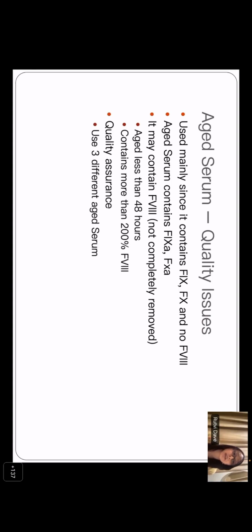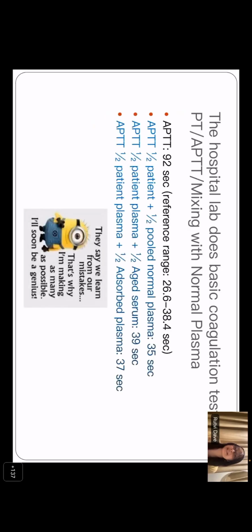So the quality assurance can be done by using 3 separate 8 sera. You do not pool them, but you use 3 different 8 sera and you perform 3 different mixing studies and you ensure that the results of at least 2 of them are similar. So this is how you take care of the quality assurance of 8 serum.